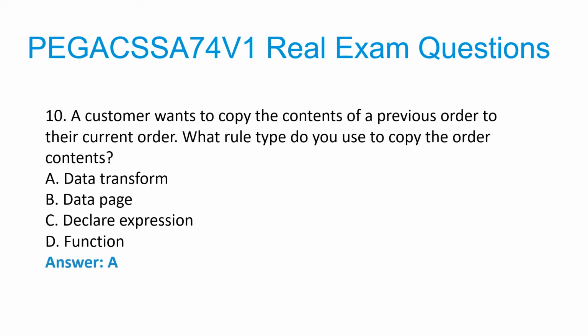10. A customer wants to copy the contents of a previous order to their current order. What rule type do you use to copy the order contents? A. Data transform. B. Data page. C. Declare expression. D. Function. Answer A.